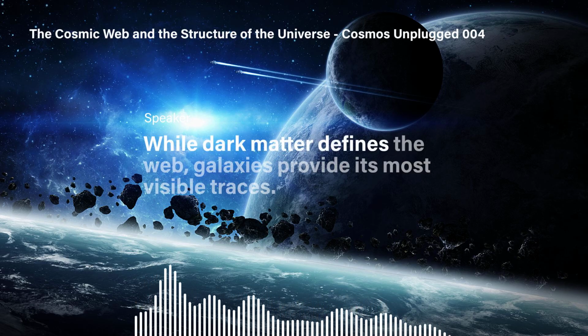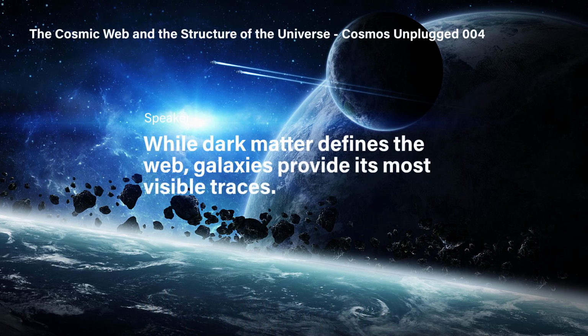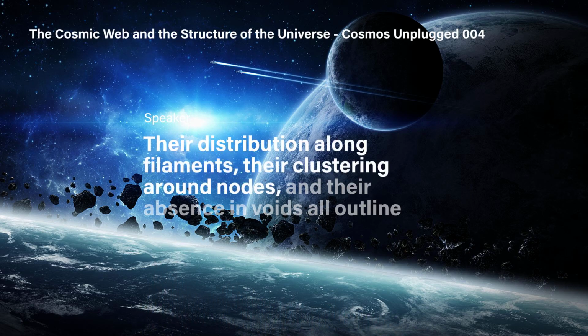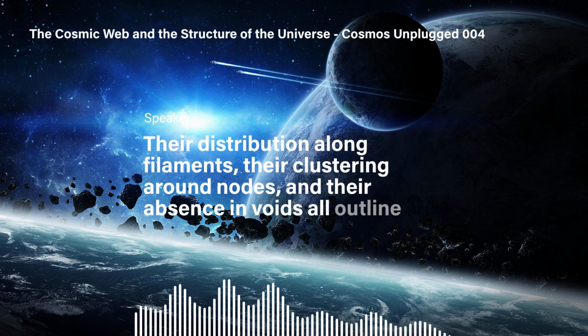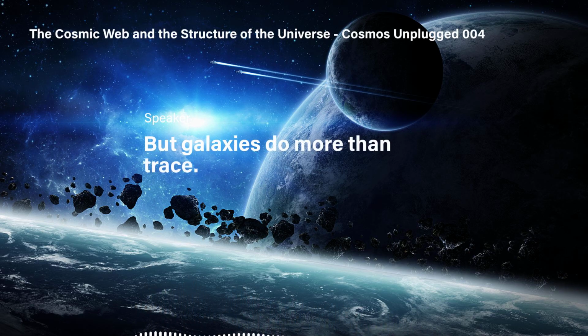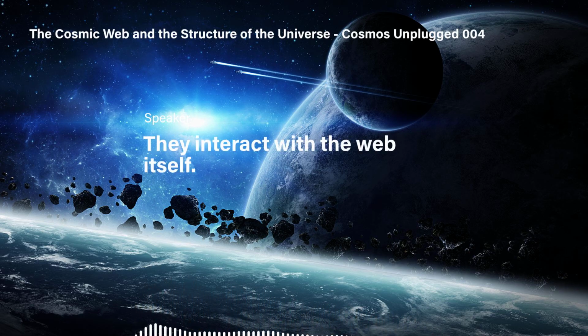While dark matter defines the web, galaxies provide its most visible traces. Their distribution along filaments, their clustering around nodes, and their absence in voids all outline the underlying structure. But galaxies do more than trace. They interact with the web itself.